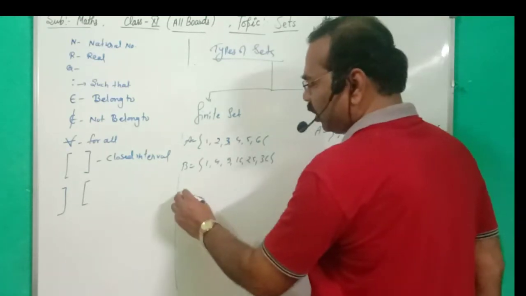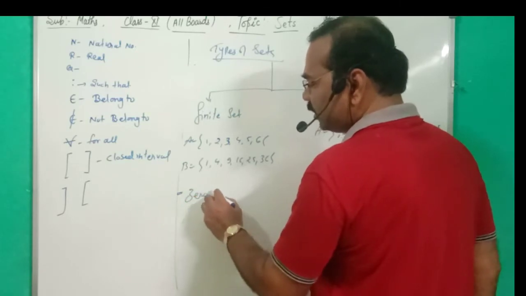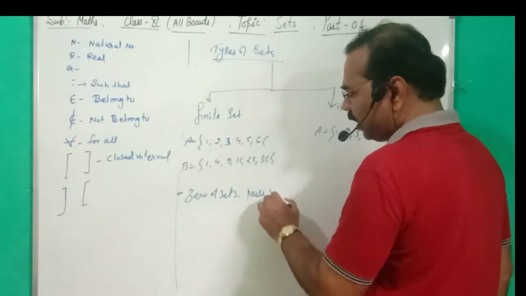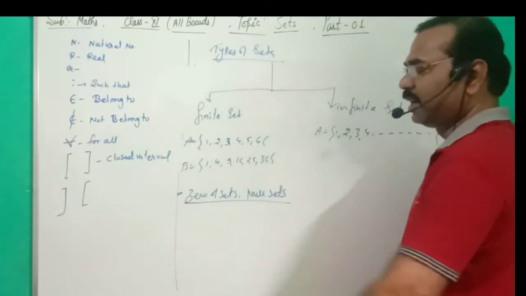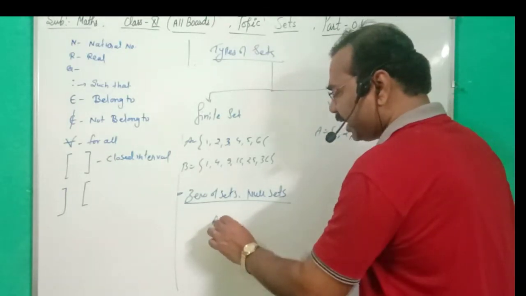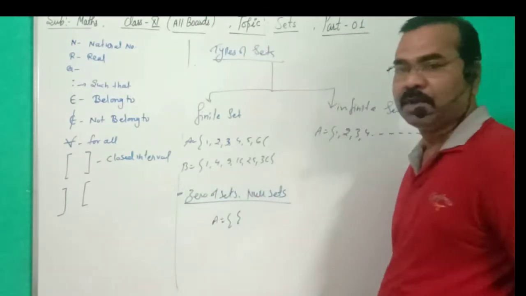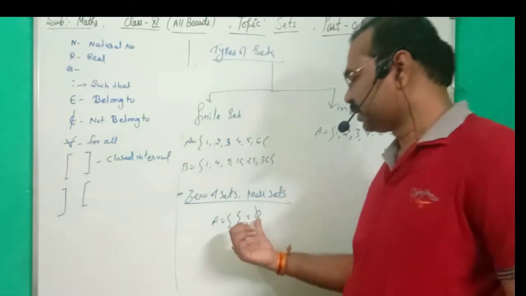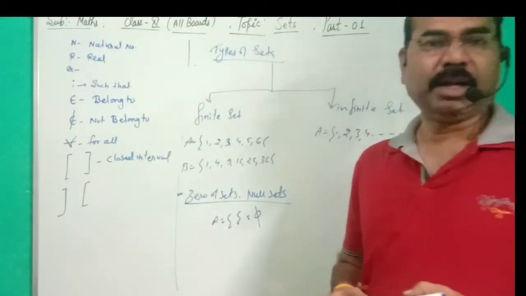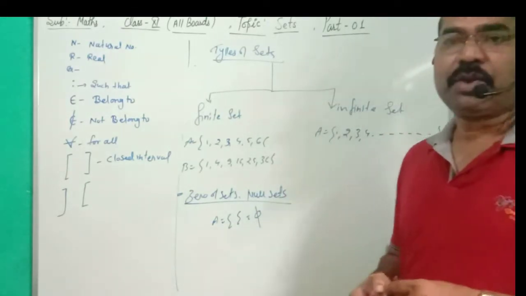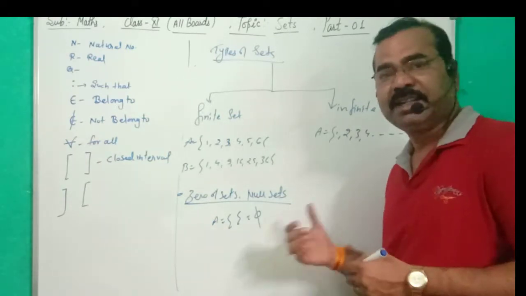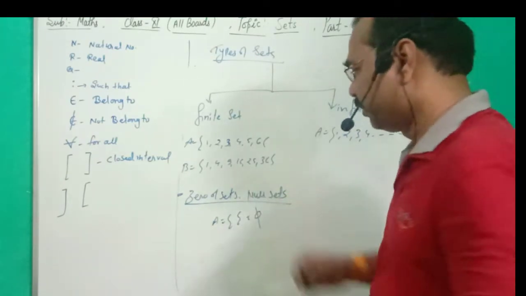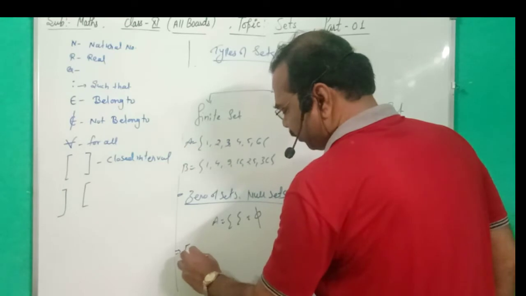Now another: what is a null set, also called the zero set? A null set is a set with no elements, and it is represented by phi. It means there are no elements; that is called a null set. Okay students, you understand? Any set with no elements is a null set. Next we have to take the equal set.